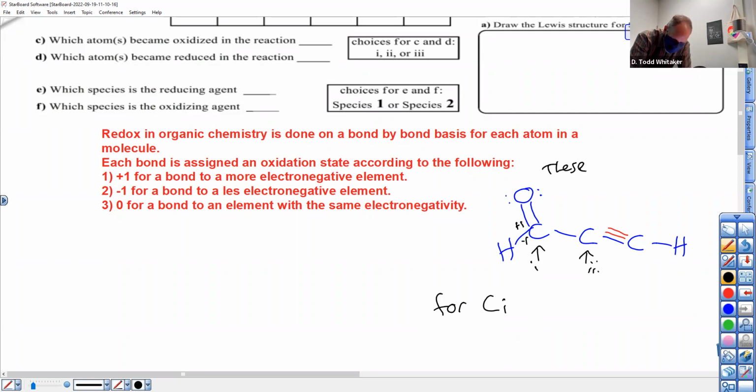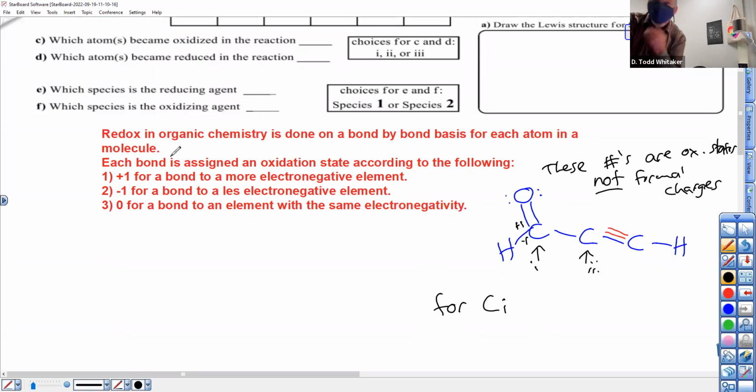These numbers, I just want to be very clear, are ox states. What's that stand for? Oxidation states, not formal charges. That's why I'm doing them outside my box. I don't want you confused thinking there's formal charges in my molecule. What about the other bond to oxygen? It says for each bond is assigned. It doesn't say what kind of bond. It says each bond. Same story for this second bond.